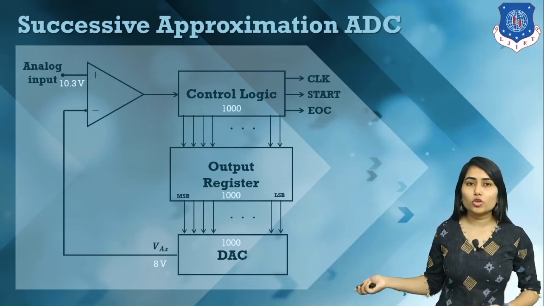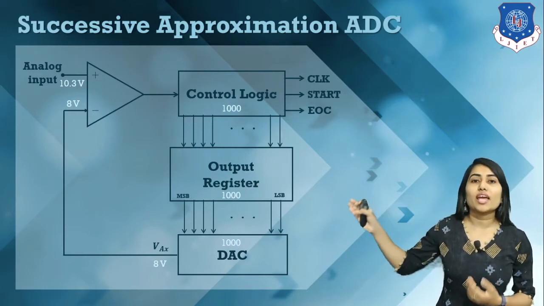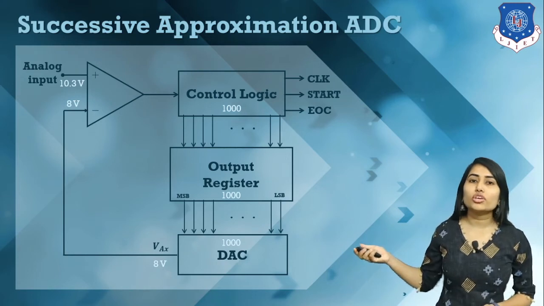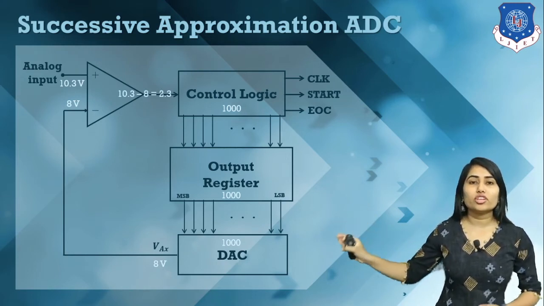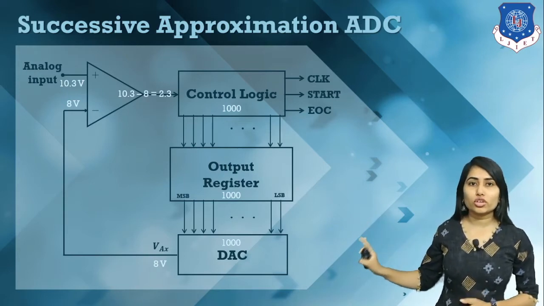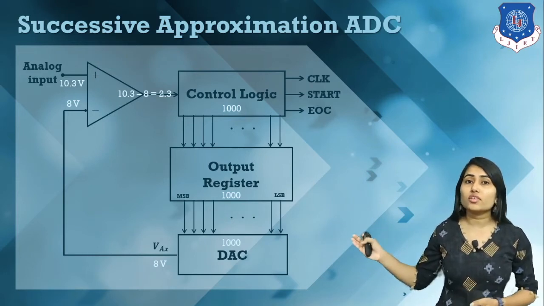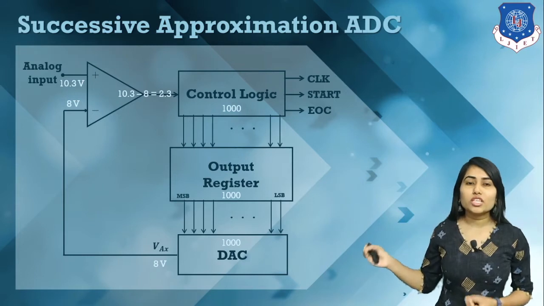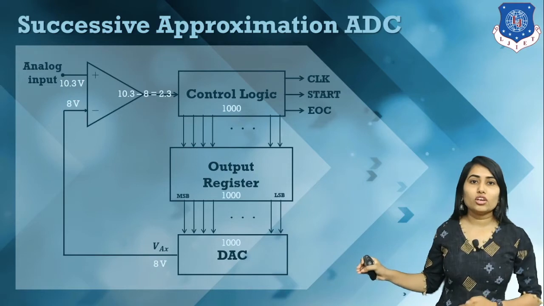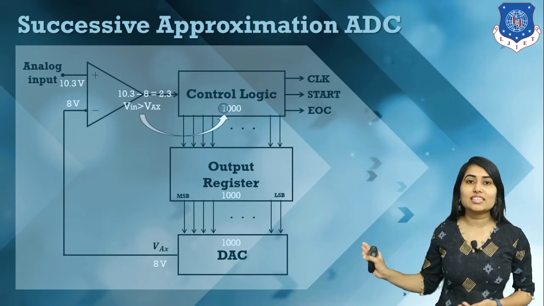Now this output is given to the comparator circuit. Here we have a comparison between 10.3 and 8, and the comparison is done by the subtraction method. So we have the subtraction 10.3 minus 8, and the answer is 2.3. Here we have a positive value, which means our input voltage is greater than our analog output. So this Vin is greater than this Vx, that is our approximate value.